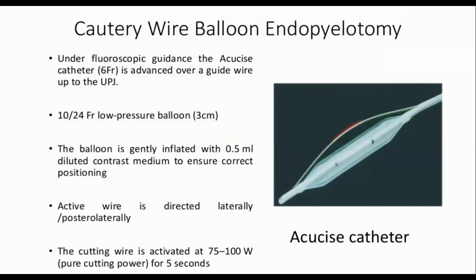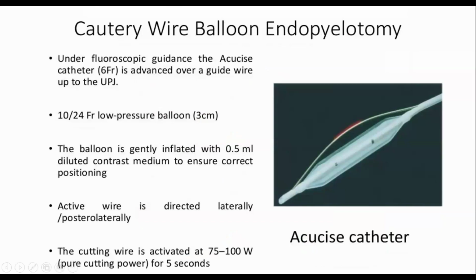Then cautery wire balloon endopyelotomy under fluoroscopic guidance. It is marketed by the name of AccuSize catheter. Under fluoroscopic guidance, the AccuSize catheter is advanced over a glide wire up to the UPJ. There is a balloon of 3 centimeters.